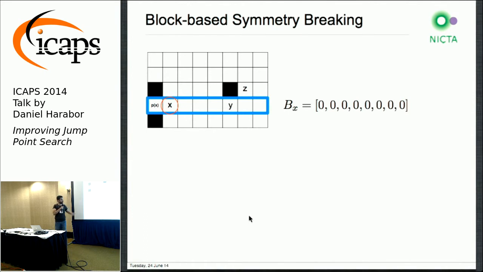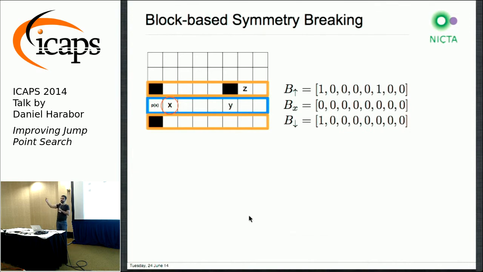In the representation of BX, a 0 means that a node is traversable, a 1 means that a node is an obstacle. In addition to BX, we also take the set of nodes immediately above BX. Call this B up. And there it is. And we take the set of nodes immediately below BX. Call this B down.